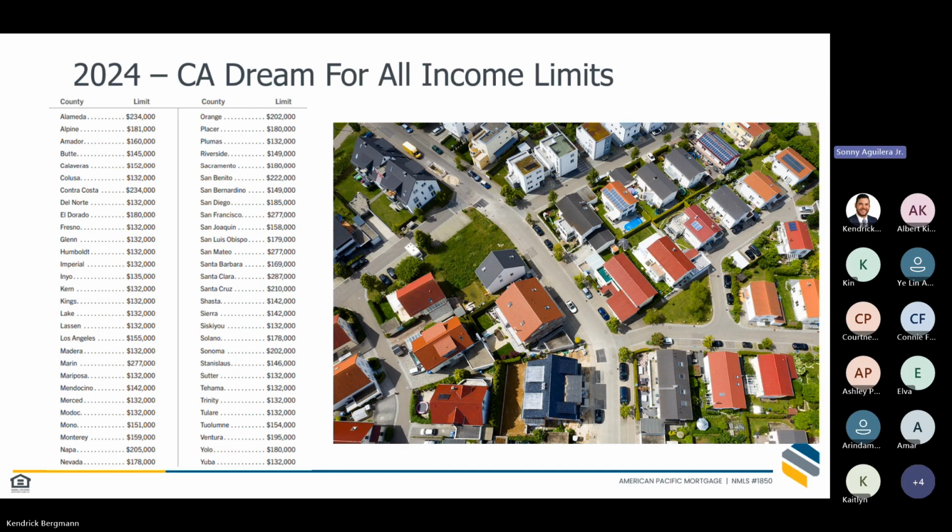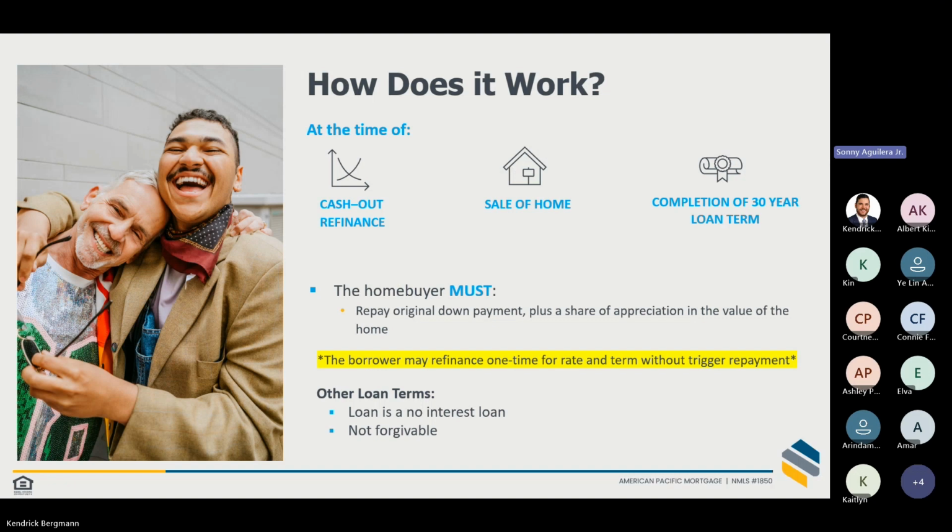So remember, the income limit is based on the county in which you are choosing to purchase. Keep that in mind. Very important. Now, how does it work in terms of the payback? The home buyer must repay the original down payment amount plus the shared appreciation in value of the home.